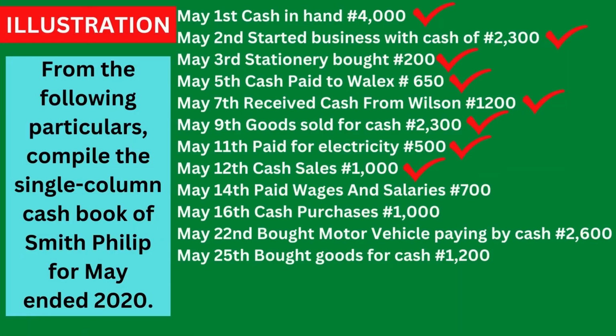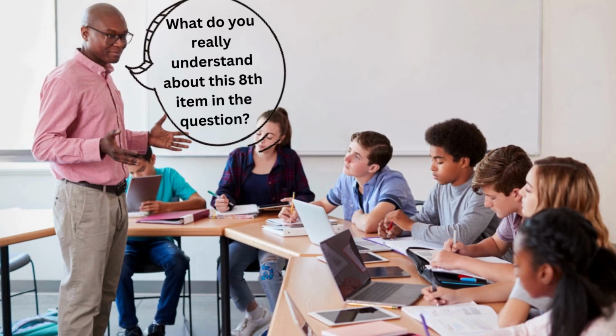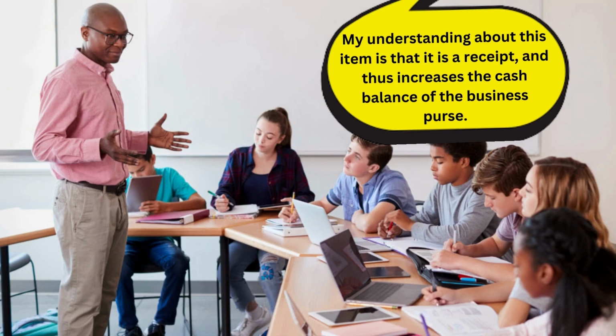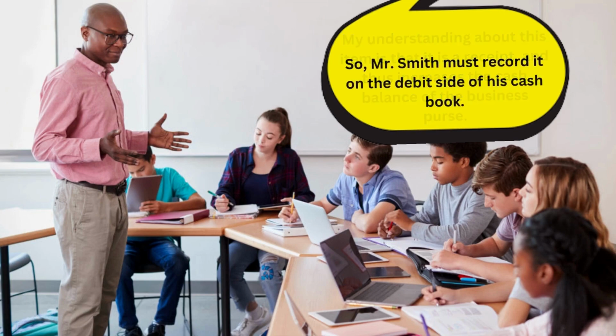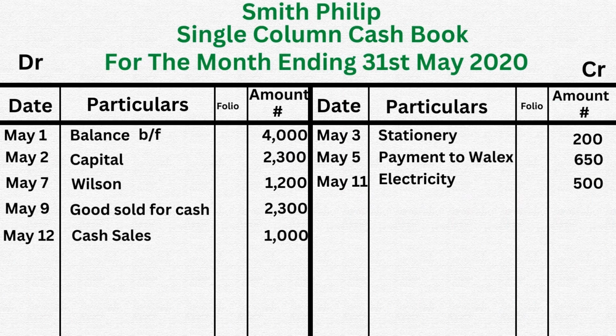The next item in the illustration is May 12 cash sales, 1,000 naira. A. Wolex, this is your turn. What do you really understand about this 8th item in the question? My understanding about this item is that it is a receipt and thus increases the cash balance of the business purse. So Mr. Smith must record it on the debit side of his cash book. What a nice presentation. You really got it, Wolex. The record is then made on the debit side of the cash book.